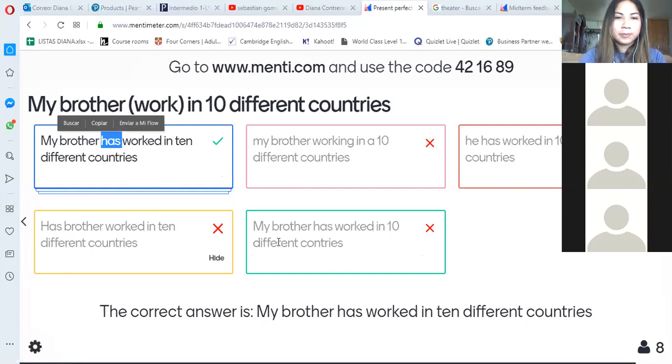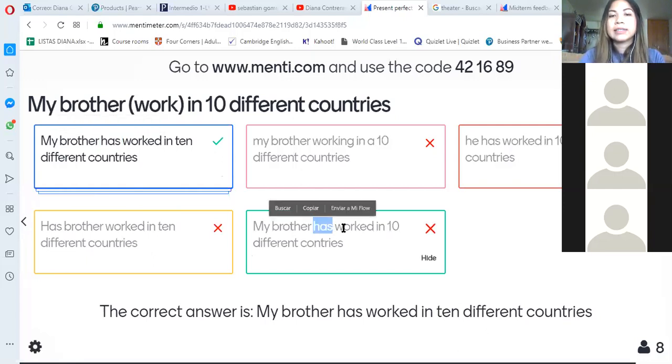Esto es pasado. Now here is present perfect. My brother has worked. That's correct. And he has worked. Aquí nada más le cambiaron my brother for he, but it's correct. ¿Hasta aquí tenemos dudas? No.